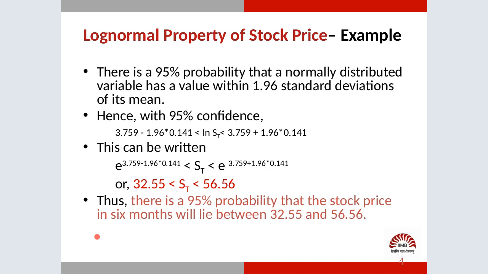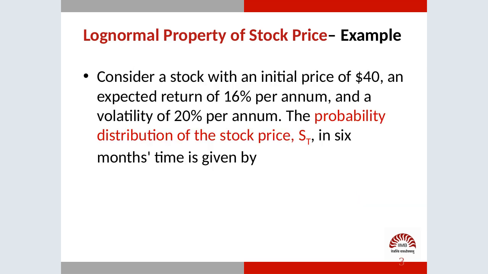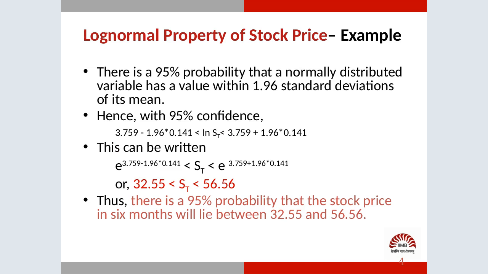So what we therefore know is that if the current value of the stock price is 40, and this is the expected return and the volatility of the return, where will it go in 6 months' time? What is the range in which it will go? This is what I land up having, that I get in this range, 32.55 and 56.56.